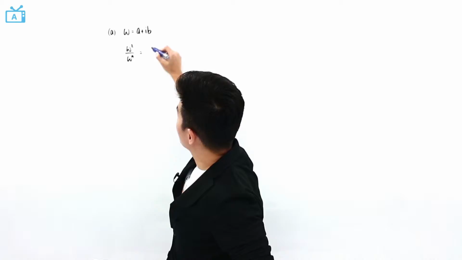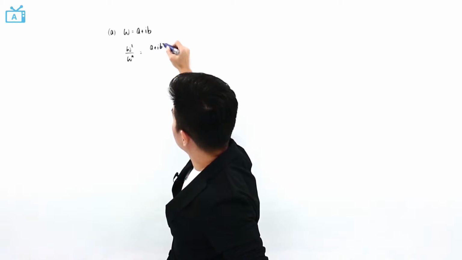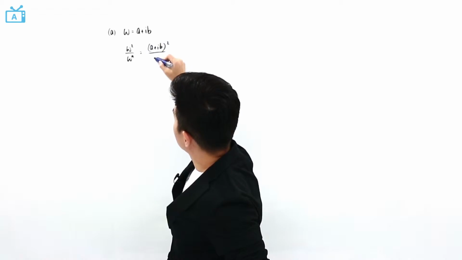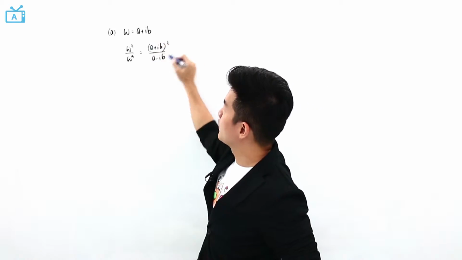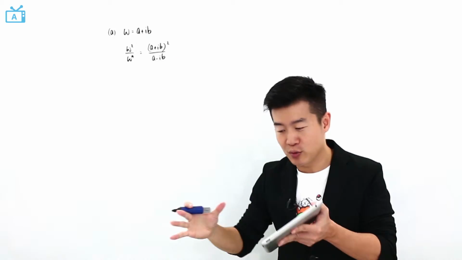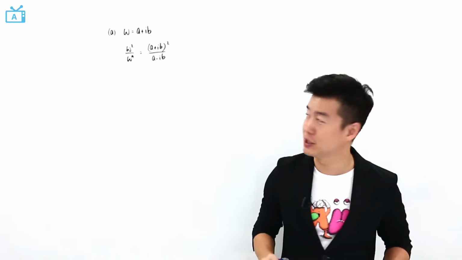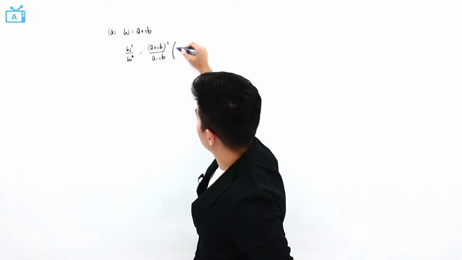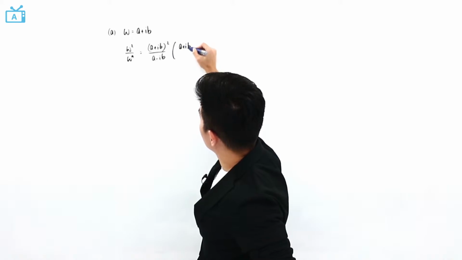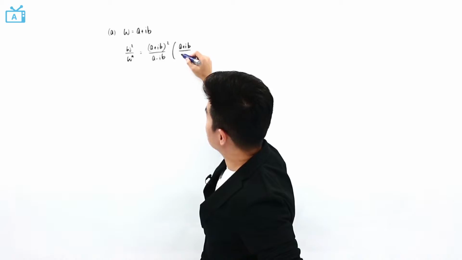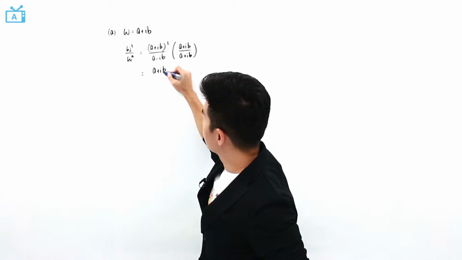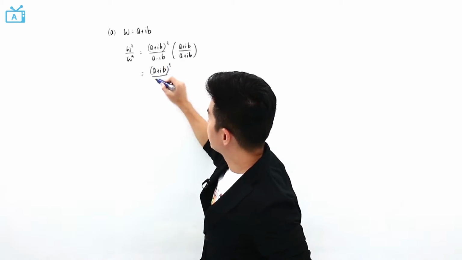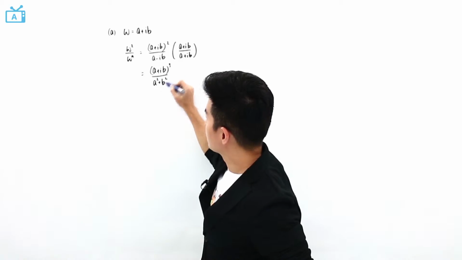And w squared over w conjugate is also (a plus ib) squared divided by (a minus ib). What I'm going to do is try to reorganize this so that it becomes the real portion plus i, the imaginary portion. To do that, I'm going to multiply the numerator and the denominator by the conjugate of the denominator, so a plus ib and a plus ib here. The numerator will be (a plus ib) to the power of 3, and the denominator will be a squared plus b squared.